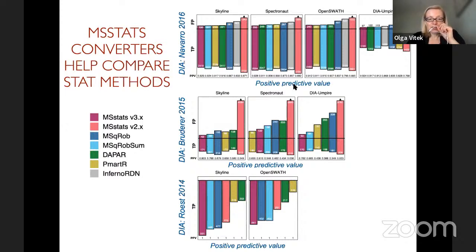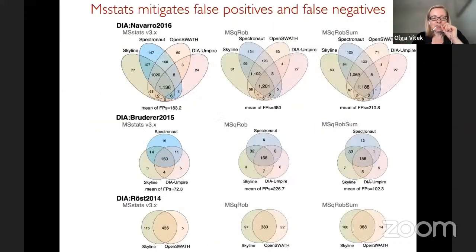So here we look at the positive predictive value. We can look in terms of the true positives and false positives. We can look into this in details if you would like, but long story short, it's not uniformly superior, but more generally, MS-STATs is the most versatile and the most accurate tool of all across the board. There are some individual circumstances when it's not the case, but generally speaking, it does very well.